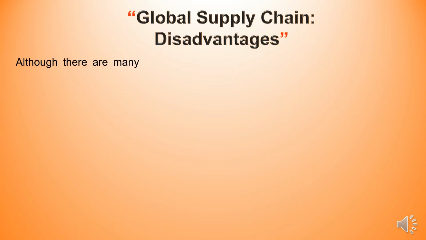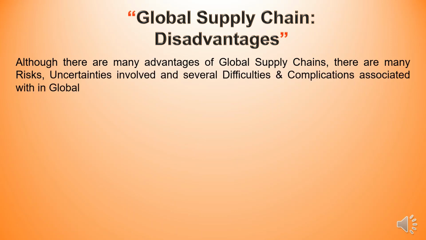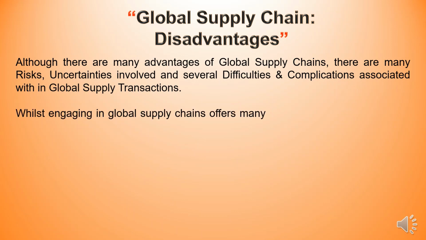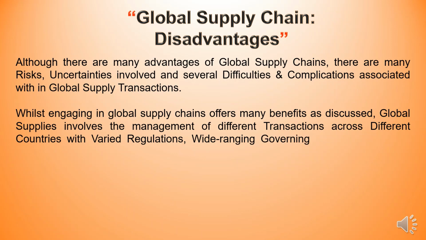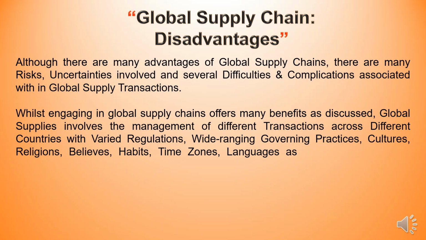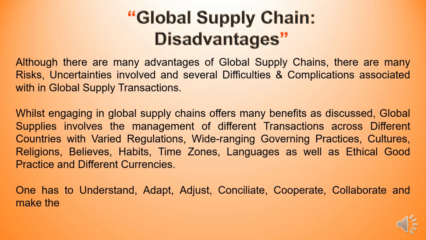Although there are many advantages of global supply chains, there are many risks, uncertainties involved, and several difficulties and complications associated with global supply transactions. Whilst engaging in global supply chains offers many benefits as discussed, global supplies involve the management of different transactions across different countries with varied regulations, wide-ranging governing practices, cultures, religions, beliefs, habits, time zones, languages as well as ethical good practice and different currencies. One has to understand, adapt, adjust, conciliate, cooperate, collaborate and make the transactions mutually beneficial to all the global partners.